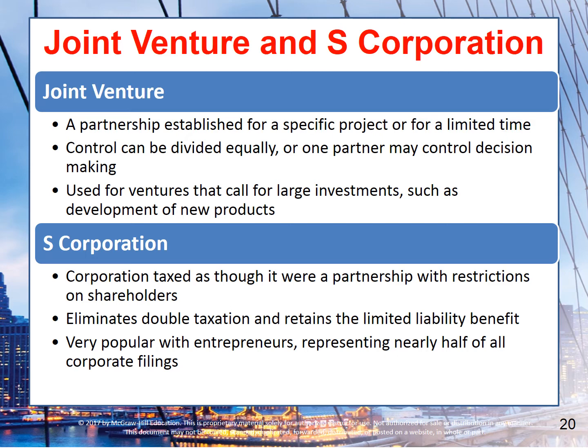An S corporation is a form of business ownership that is taxed as though it were a partnership with some restrictions on shareholders. What it does is it eliminates the double taxation, but it still retains that limited liability benefit. This is one corporation that you would want to consider if you are an entrepreneur, because it represents half of the corporate filings.